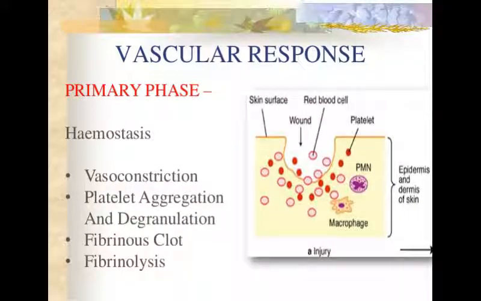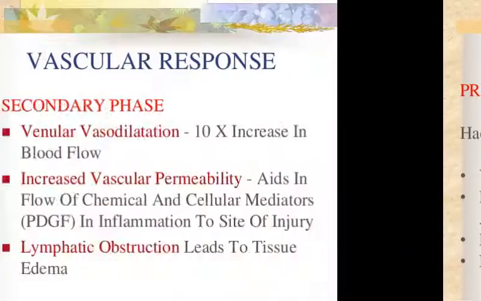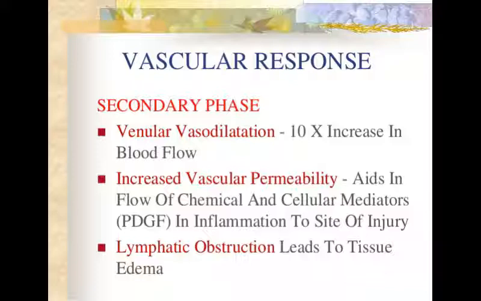Firstly, vascular response. It occurs in two phases, primary phase and secondary phase. Primary phase: hemostasis, vasoconstriction, platelet aggregation and degranulation, fibrinous clot and fibrinolysis. And in the secondary phase, venular vasodilation with increase in blood flow. Increased vascular permeability adds to the flow of chemical and cellular mediators, PDGF, in the inflammatory response to the site of injury. Lymphatic obstruction leads to tissue edema.